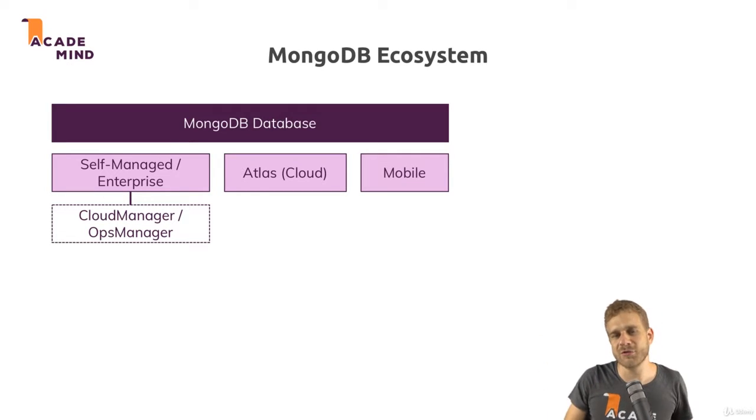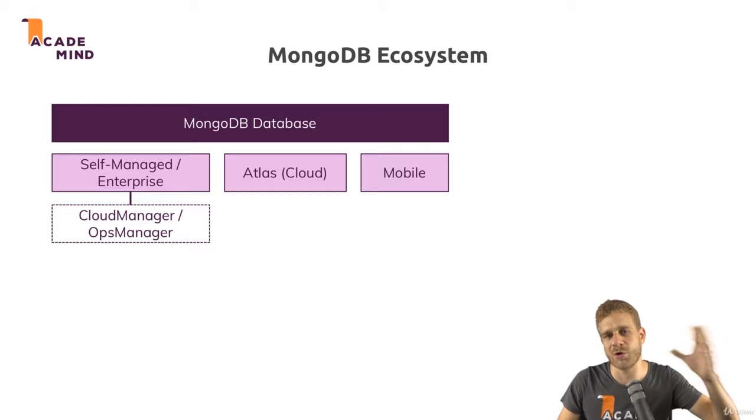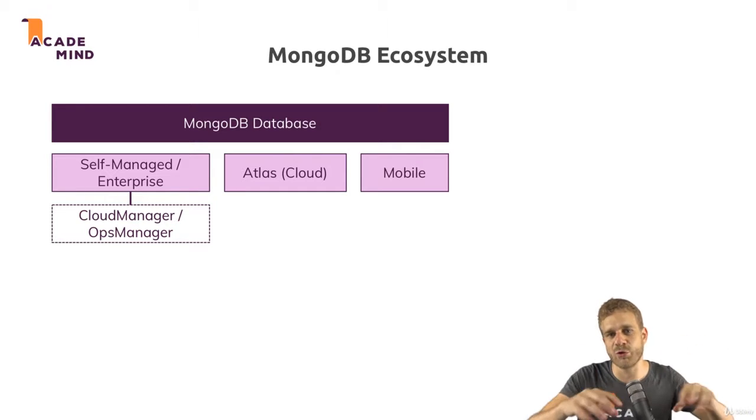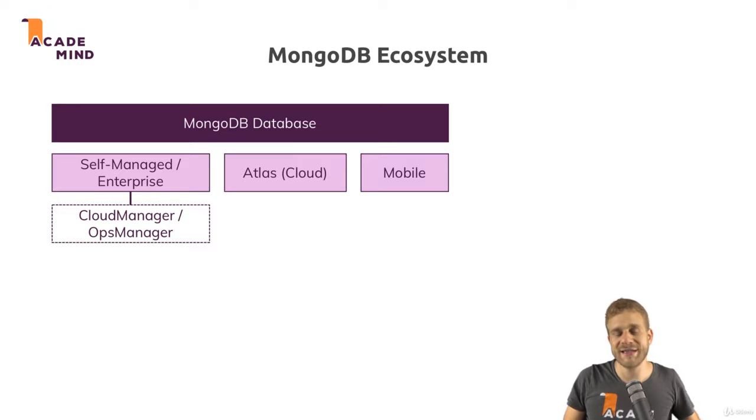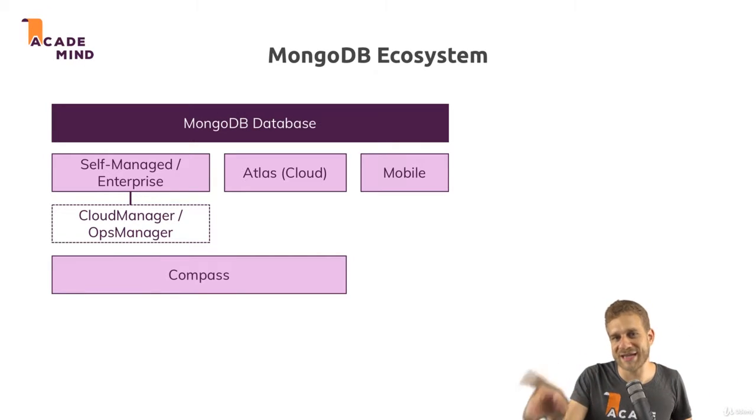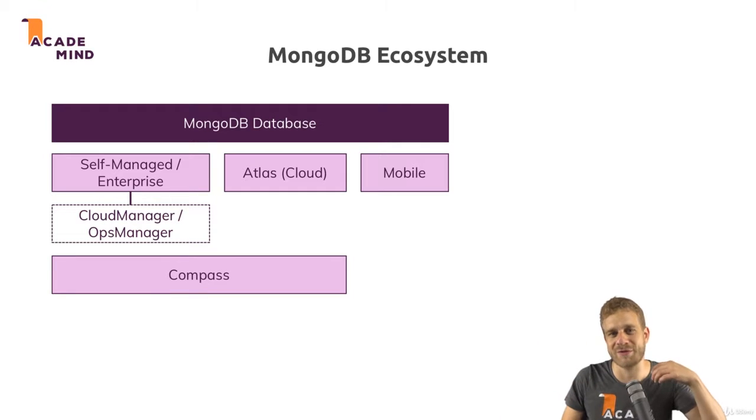They also have a mobile solution, which basically means you can install MongoDB on a mobile device to store data there directly and even work without an internet connection. They got a graphical user interface, Compass, which allows you to connect to your database and look into it with a nice user interface. We will also use that in the course, but most of the time we will not, because as a developer, you of course write code.